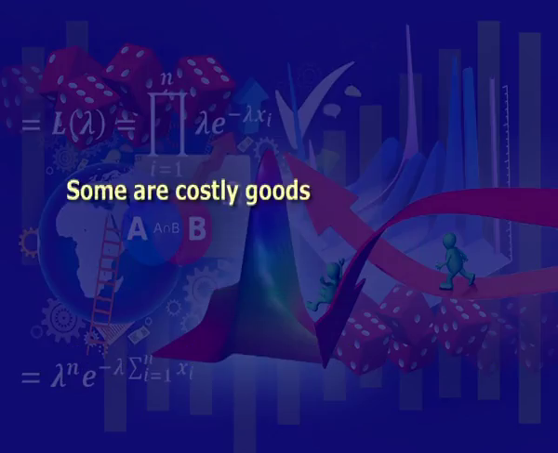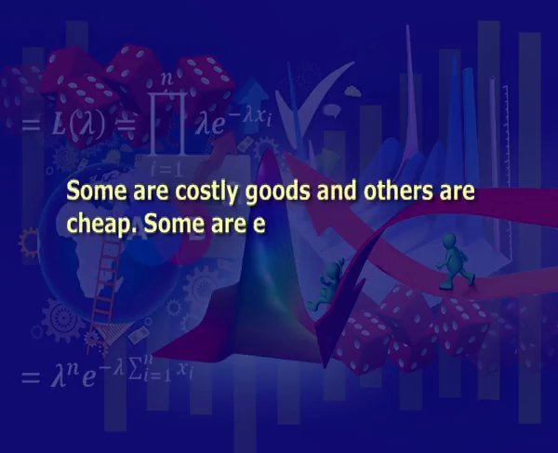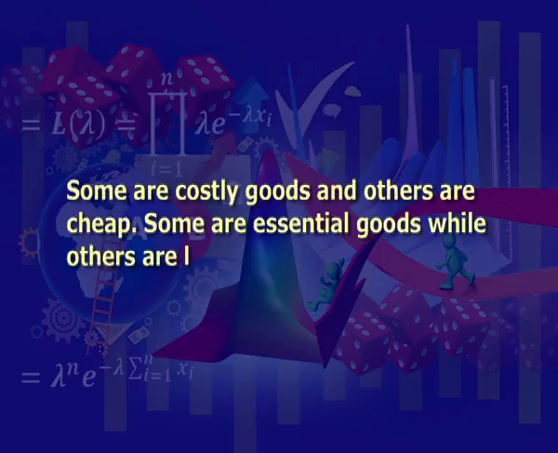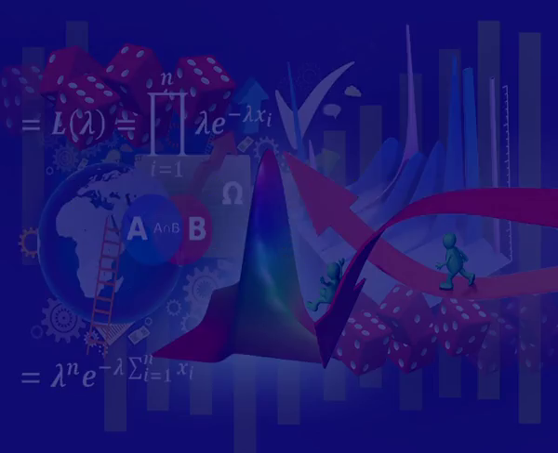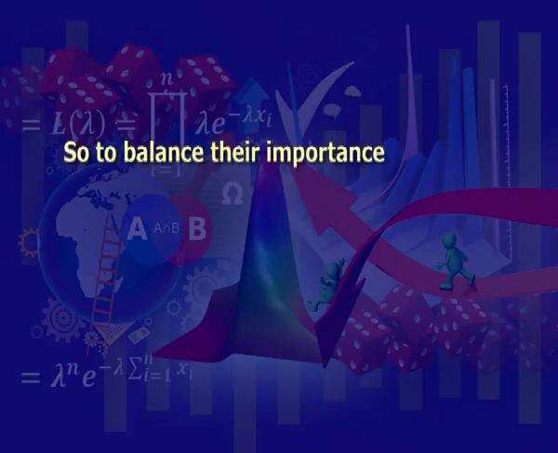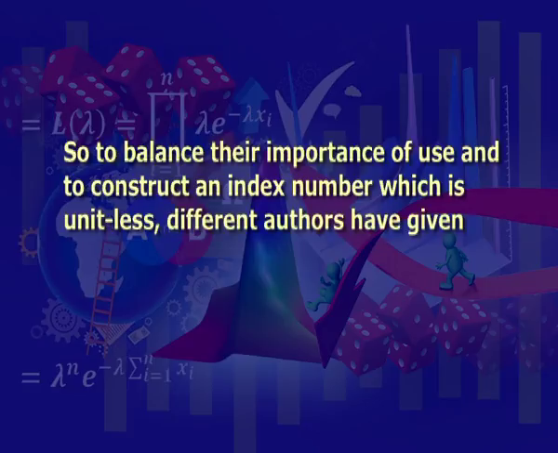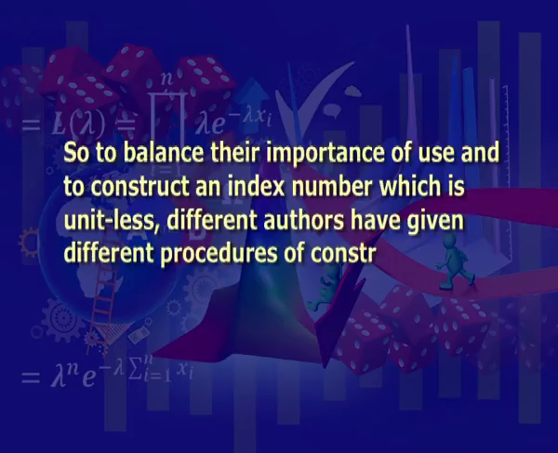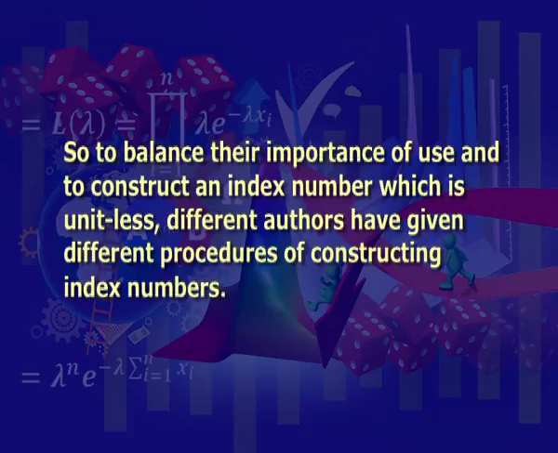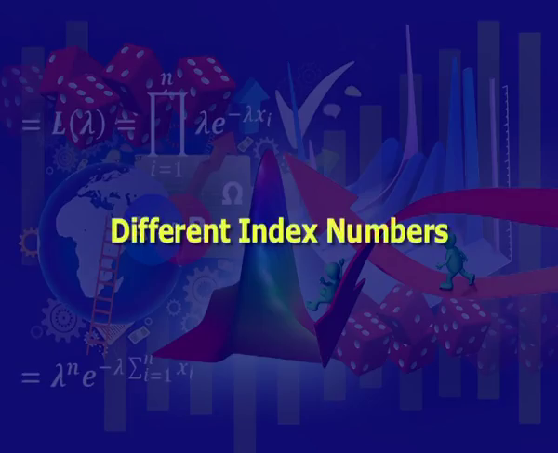Some are costly goods and others are cheap. Some are essential goods while others are luxury items. So, to balance their importance of use and to construct an index number, which is unitless, different authors have given different procedures of constructing index numbers. They have adopted different ways of assigning weights to the commodities. Let us see the different types of index numbers.